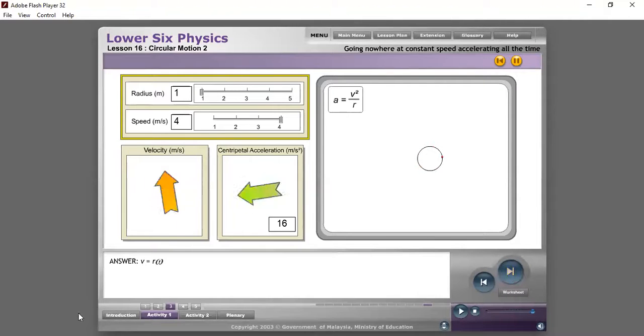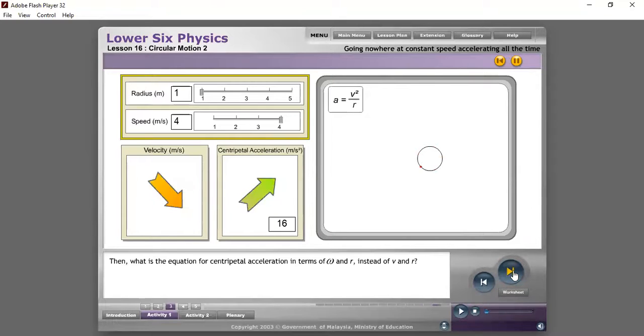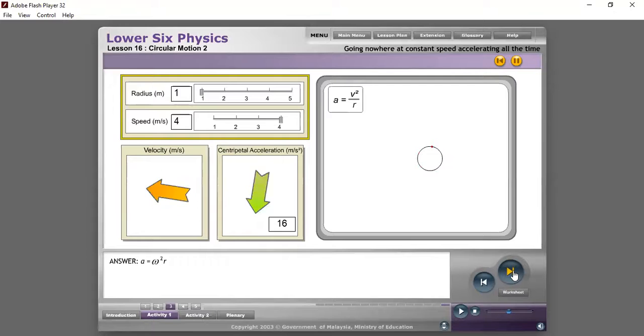So we use that v is equal to r omega. This is the formula for the linear, or tangential, speed, where omega is the angular velocity. Then, what is the equation for centripetal acceleration in terms of omega and r instead of v and r? Answer: A equals omega squared r.